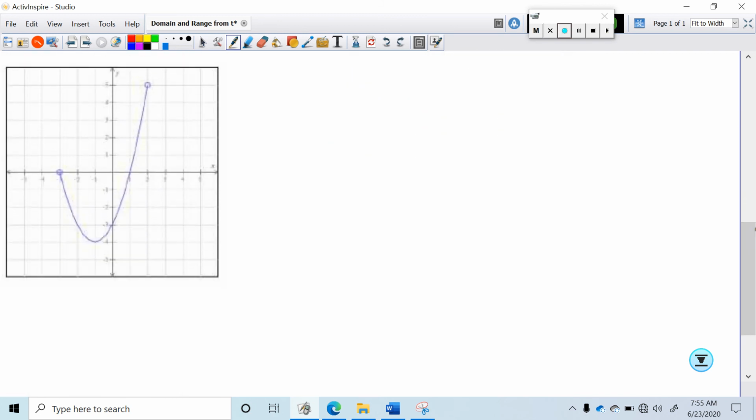And then you have something that looks like this. It's the same concept. For the domain, it's left to right, so the graph starts here and ends here on the x-axis. So that's -3 to +2. And the -3 is an open circle, so use parentheses. The +2 is an open circle, so use parentheses.